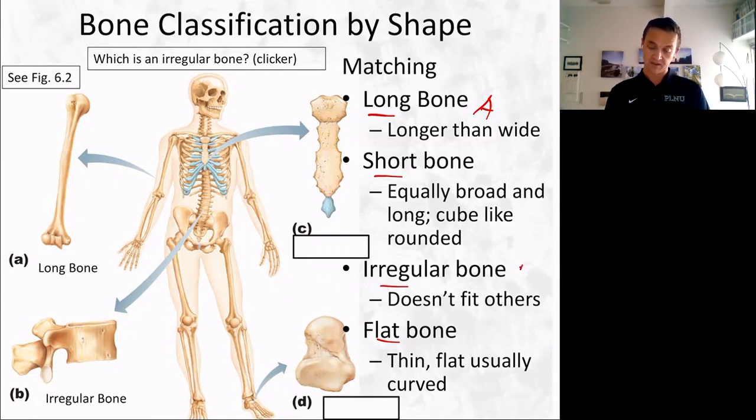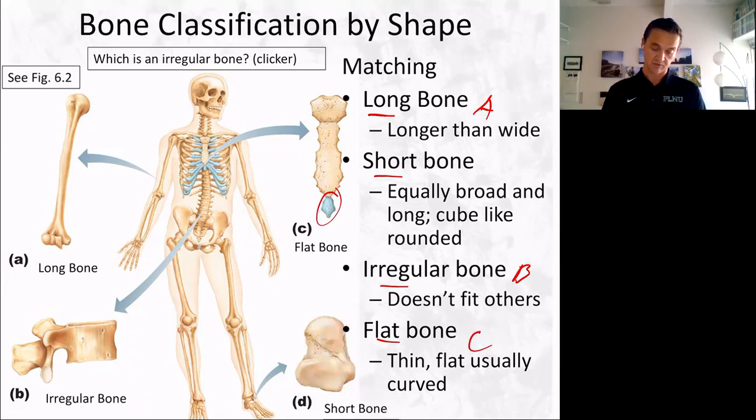Irregular bone is B. Those vertebrae are considered irregular bones. Those are kind of tricky. They just don't really match any of the other shapes of the other categories. Okay, and then C is our flat bone. That's our sternum, right? Sternum and manubrium together with the xiphoid process sticking out. Okay, so that flat bone there is C.